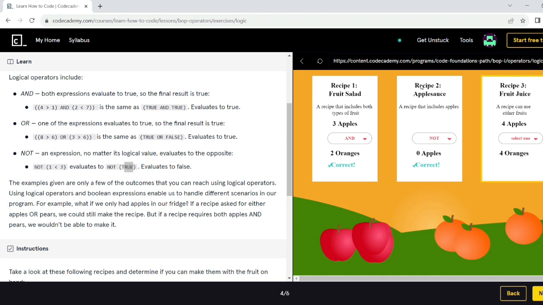Thirdly, in the case of making fruit juice, if the recipe calls for either, so the keyword is either apples or oranges, it makes sense to use the "or" operator because essentially apples are optional and at the same time oranges are optional, so it can be either or, but the minimum of one of them is required for the fruit juice recipe. Moving on to the next step.